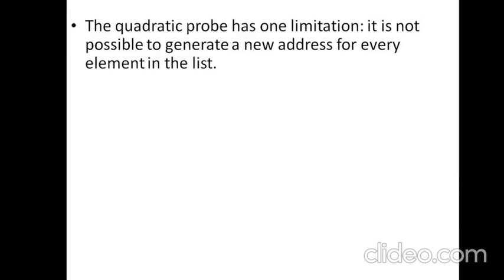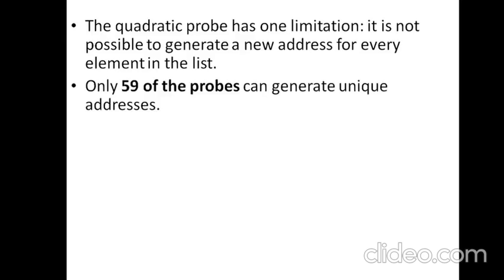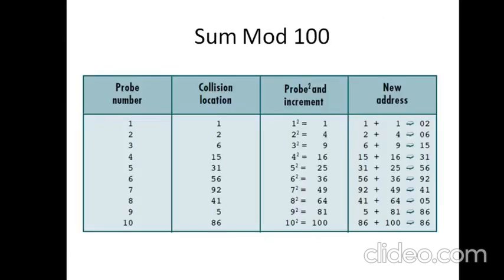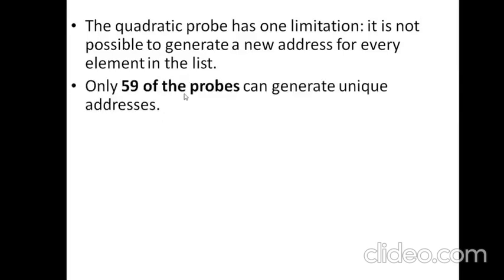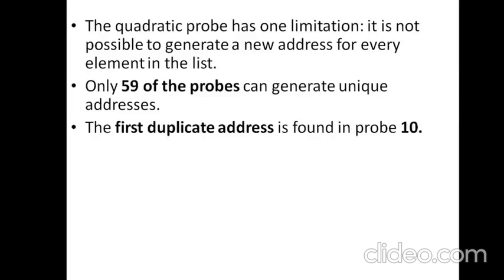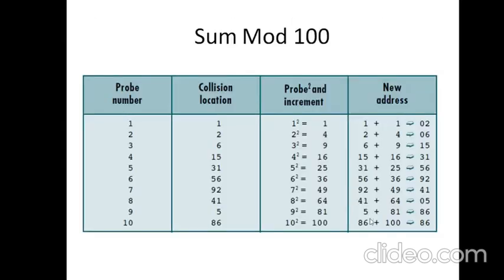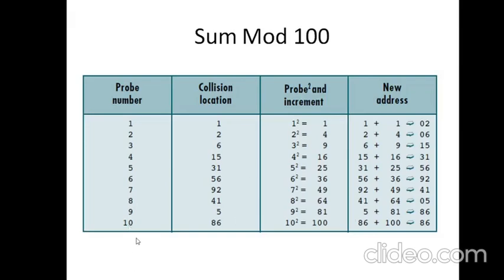So only a small number of unique addresses will be generated. In fact, for the given example, if you continue this probe multiple times, let's say 100 times, you will find only 59 unique probes producing new addresses, and all others will be duplicates. In the example we saw that the first duplicate happened for probe number 10, which is 86 repeated twice. But there will be many more duplications if we continue this probe beyond 10 and do it up to, let's say, 100.